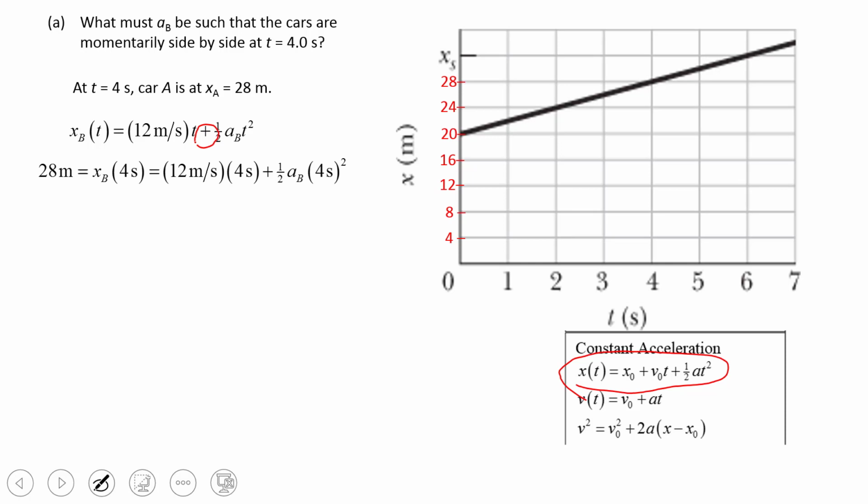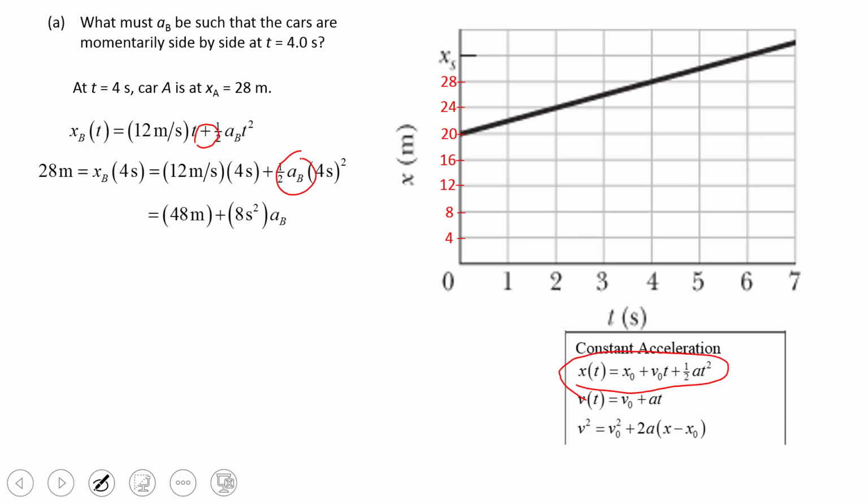Okay, so it's actually fairly straightforward here because we're just looking at 4 seconds. We want to have car B at the same position as car A, namely the 28 meters. So you put in that t is equal to 4 seconds, and the only thing we don't know in this equation is the acceleration, a sub b. So first, if you just multiply these various quantities out, 12 times 4, and then multiply the 4 seconds squared and divide by 2, we get that result.